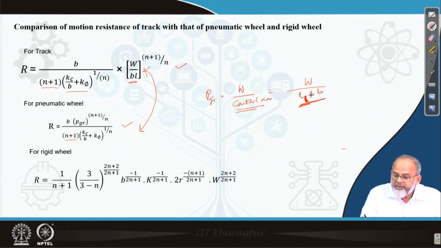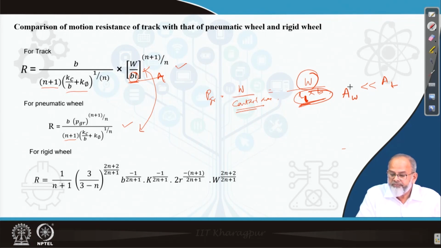So that means if you denote this area as the area of wheel, and this as the area of track, the area of wheel is much less than the area of track. For the same load, your contact pressure is more in the case of the wheel, and in the case of the track it is less. That means there will be more compaction in the case of the wheel, and hence more rolling resistance. So that is the reason a track gives lesser rolling resistance as compared to your pneumatic wheel.